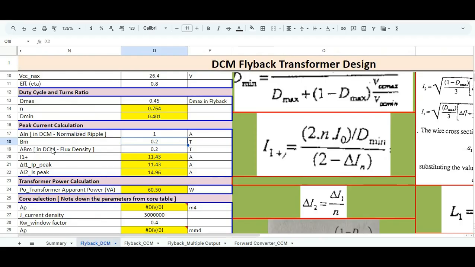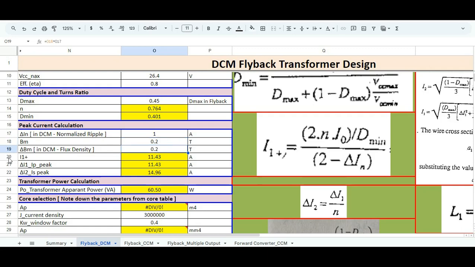Delta Bm is nothing but the flux density or the flux swing in your transformer. It is going to be the normalized ripple current, delta IM, multiplied by Bm, the maximum flux density, which is going to give you the flux swing. So I'm considering 0.2 here.